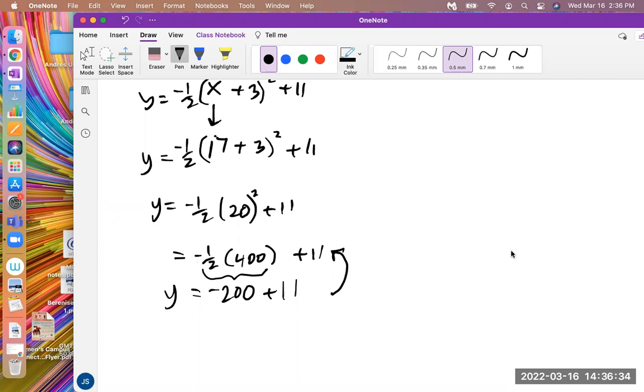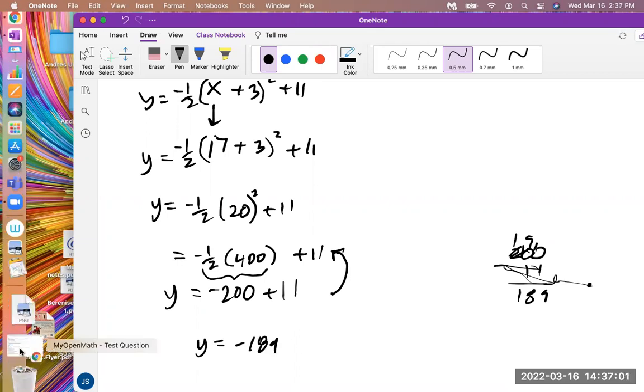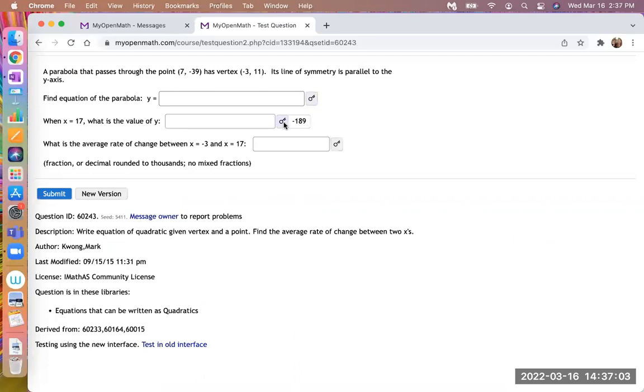All right, so then it's negative 200 plus 11. So you're going to subtract and then keep the sign of the larger number, which happens to be the negative. So we have y equals negative 189. So let's just double check that's what they get, negative 189.